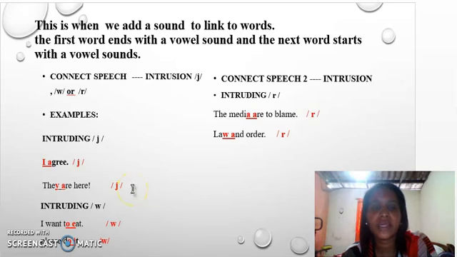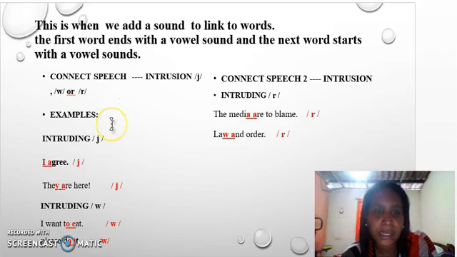Okay guys, the connected speech linking sounds are J, W, or R. This is when we add sounds to link two words. The first word ends with a vowel sound, and the next word starts with a vowel sound.